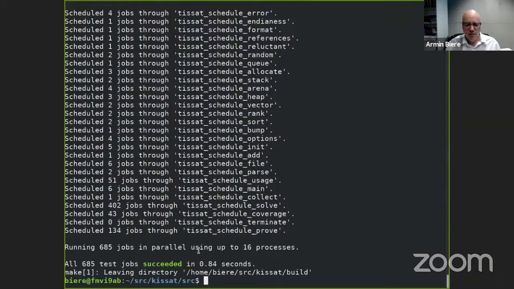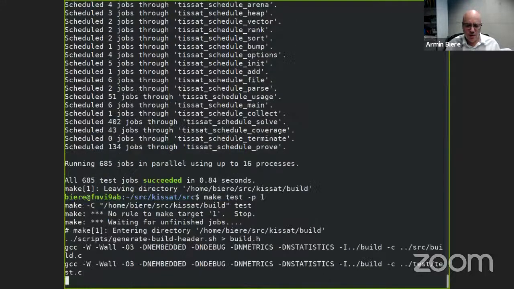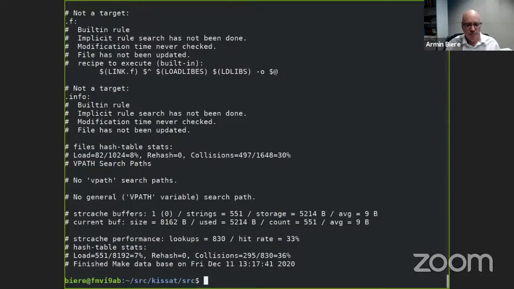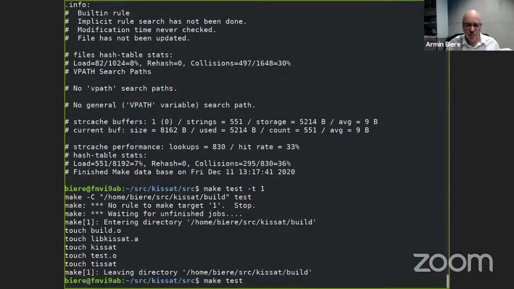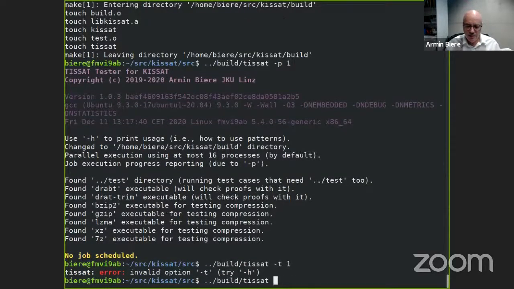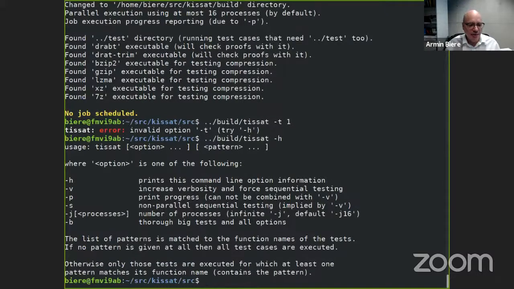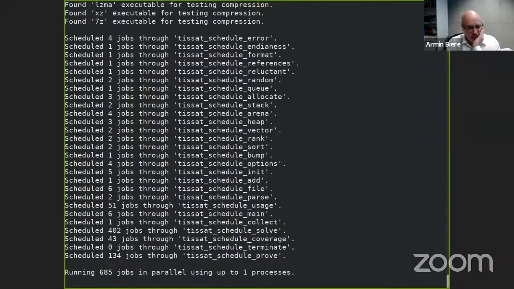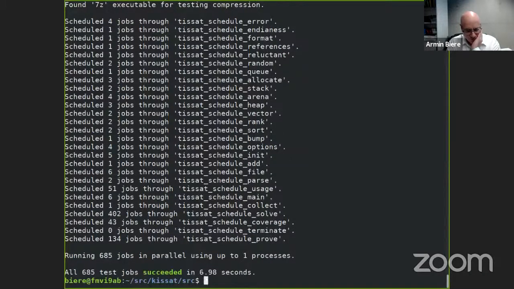If you take one processor, I think it's way slower. No, this was not P, it was a T. Sorry, I forget my own options. It's called TSAT. J, of course. Then it will only run one process, and it will not take much longer, of course.